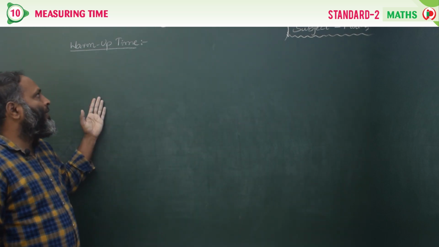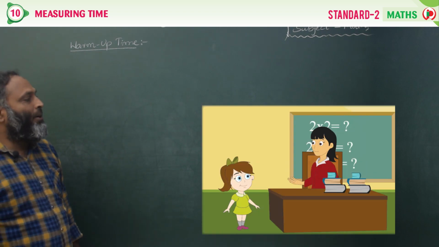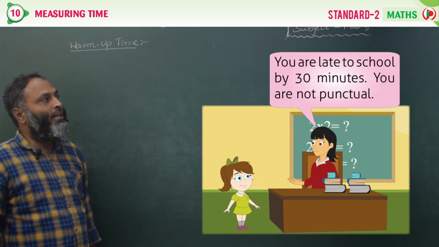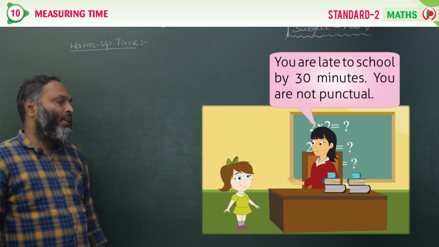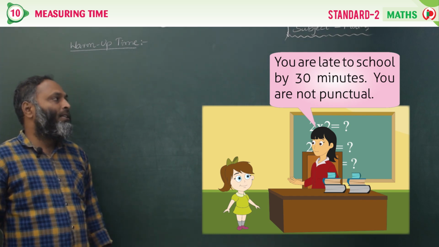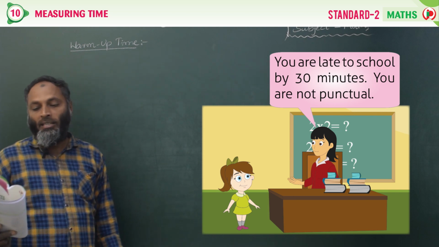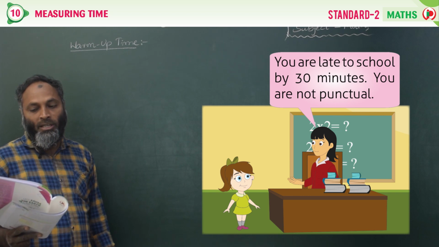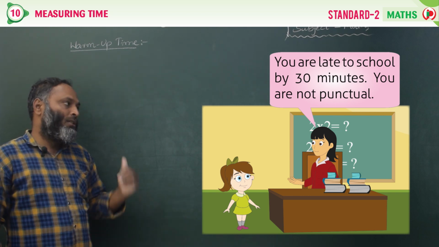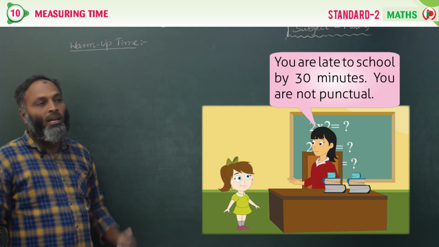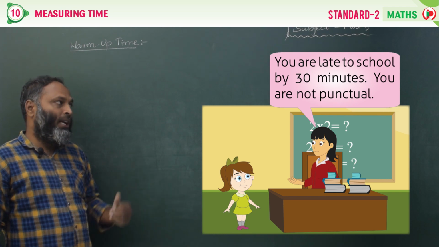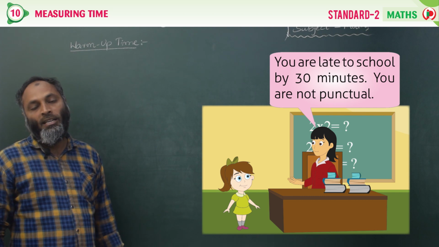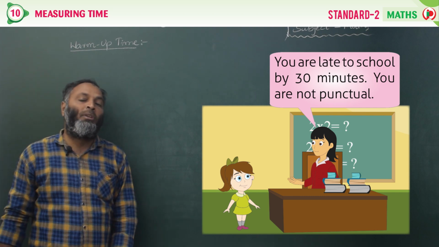Now students, see here in the warm up time, see the picture. What conversation is there? Here the student and teacher are in conversation, and what the teacher is saying is given there. See here, you are late to school by 30 minutes, you are not punctual. She is saying that you are late to school by 30 minutes. Then how to calculate this 30 minutes?